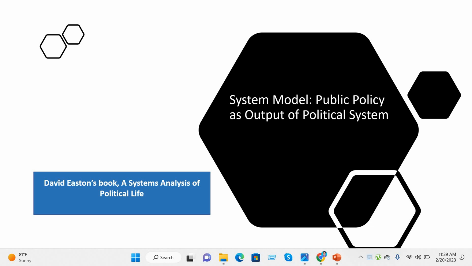Today we are discussing the system model, public policy and output of the political system. You know, David Easton is the father of the political system model. His book is A System Analysis of Political Life. It is a very important and practical book that every country uses for the policy making process.